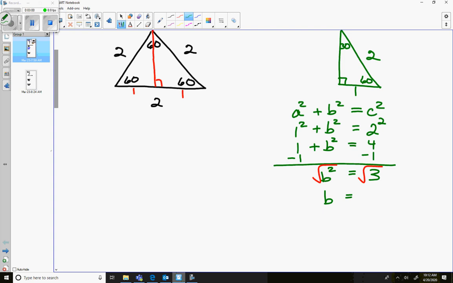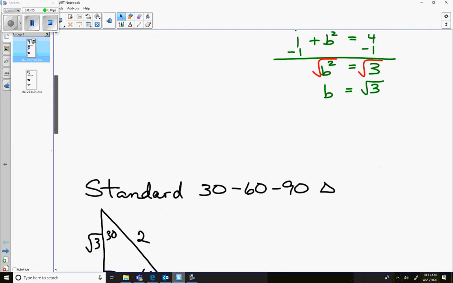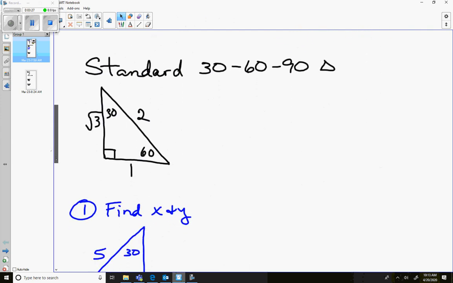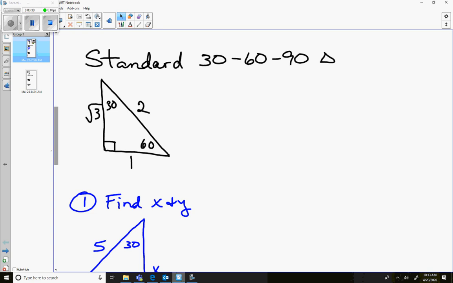Take the square root of both sides. And actually, mathematically, we should be getting plus or minus the square root of 3. But it's the length of a side, it's got to be positive. So b is the square root of 3. So put that up there with my triangle. And that would be our standard 30, 60, 90 triangle. That is what I want you to memorize. So right here, your standard 30, 60, 90 triangle.